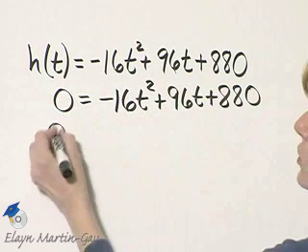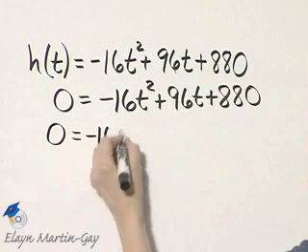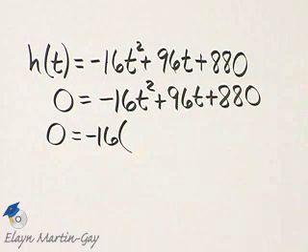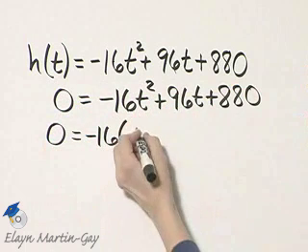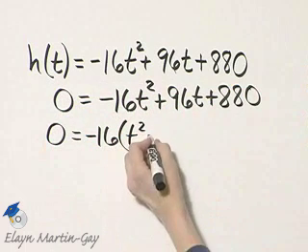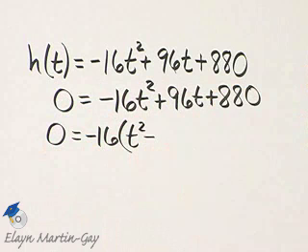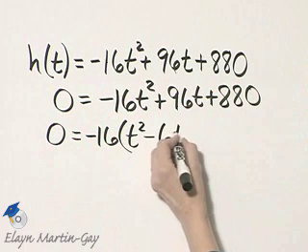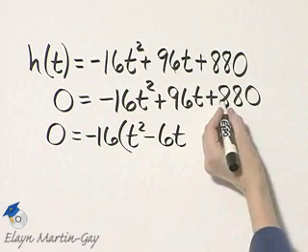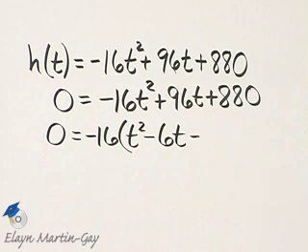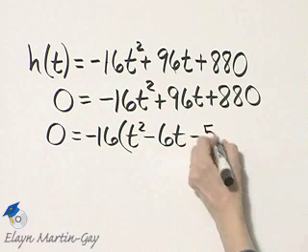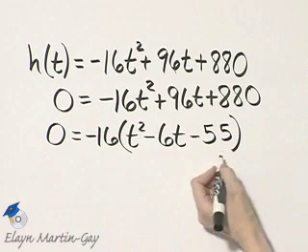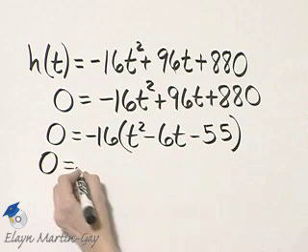Notice, first of all, you can factor out a common factor of negative 16. This term divided by negative 16 is t squared, minus 96t divided by 16 will give me 6, and then I have my t, and then I'll have a minus, and 880 divided by 16 is 55. And now let's continue to factor.